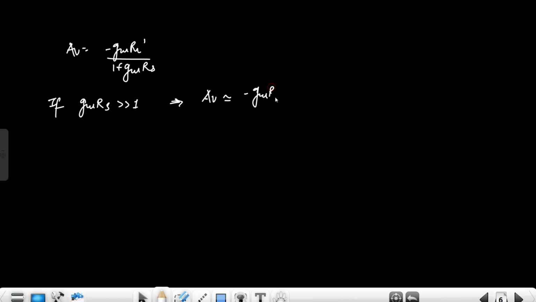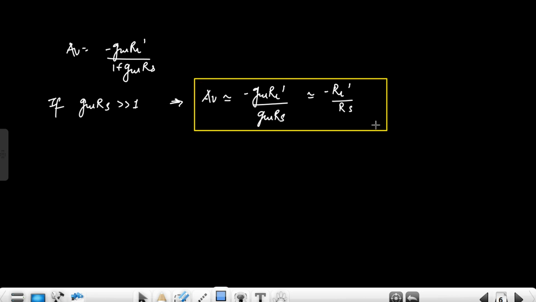Now one more thing. If R naught is infinite, the gain is minus GM RL dash upon 1 plus GM RS. Now if this GM RS is very much greater than 1, then this small signal voltage gain can be approximated as minus GM RL dash upon GM RS, right? Which will be minus RL dash upon RS. So this is the approximation result if this condition is true. So this is a good approximation.